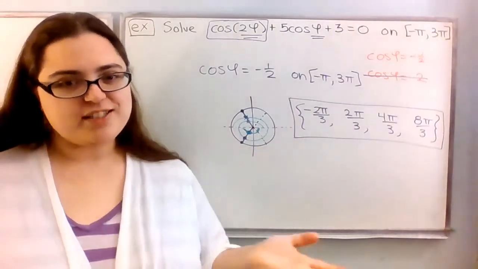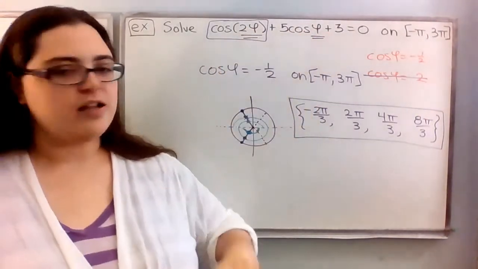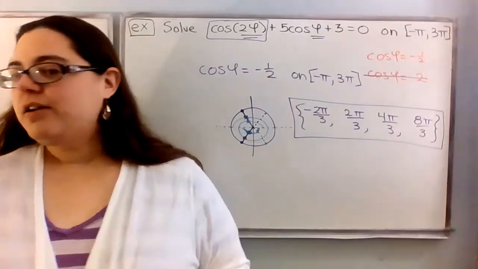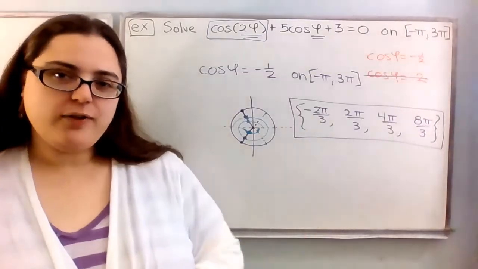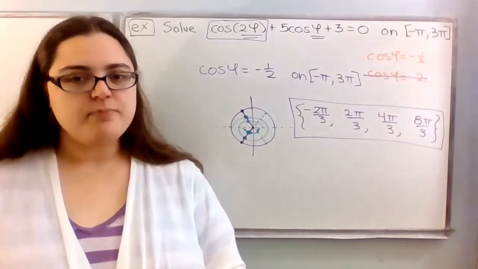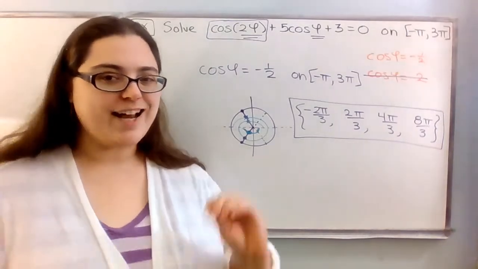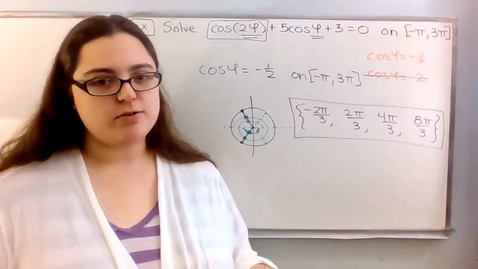Now, of course, if you wanted to check your solutions, you could substitute these in for phi, and you should get 0 in the end. So that's going to wrap up this video on using trig identities to help us solve equations. Now, I did want to sneak in a little bit of substitution into this video as a tiny preview as to what's to come in the next one.